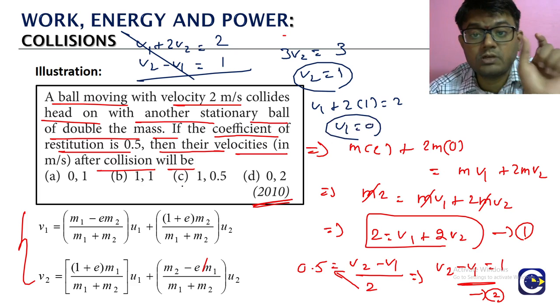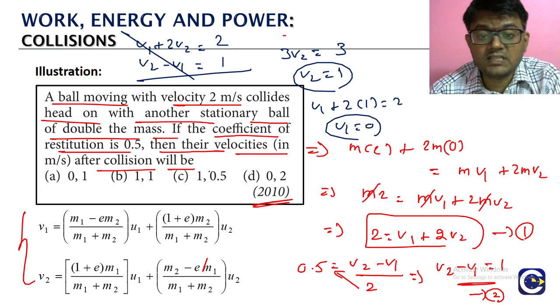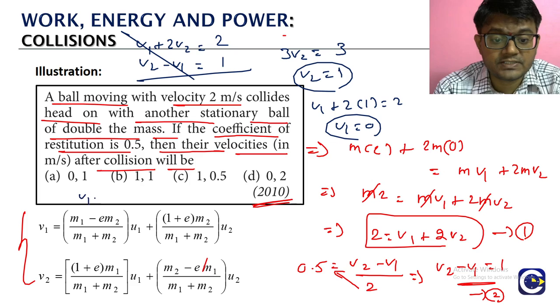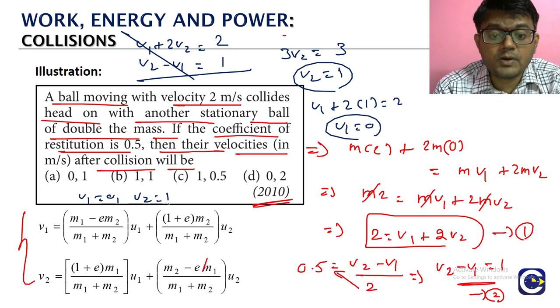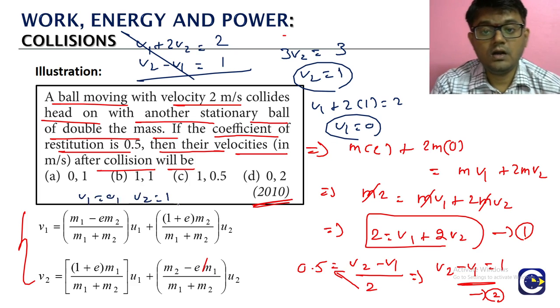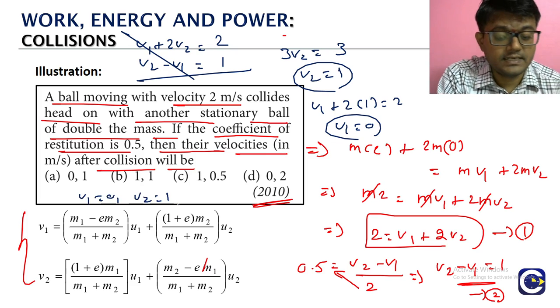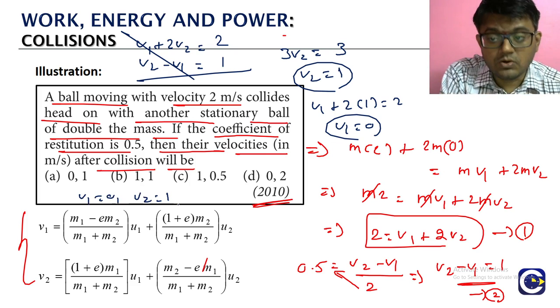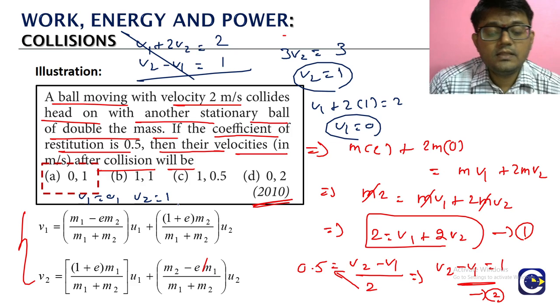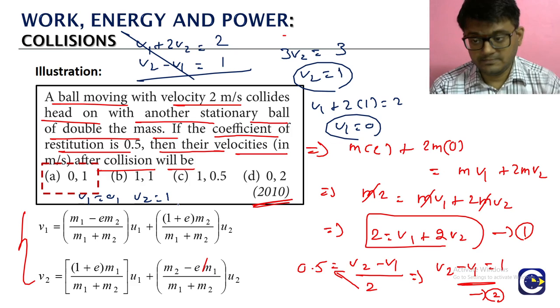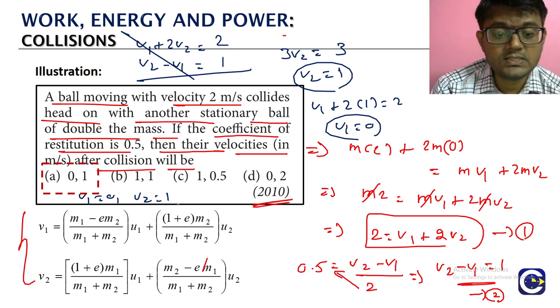So we have to remember the order also. First we should mention v1 is 0, after that we should mention v2. Order is also important. So what is the answer? v1 will be 0, then v2 will be 1. So the correct answer is option A.